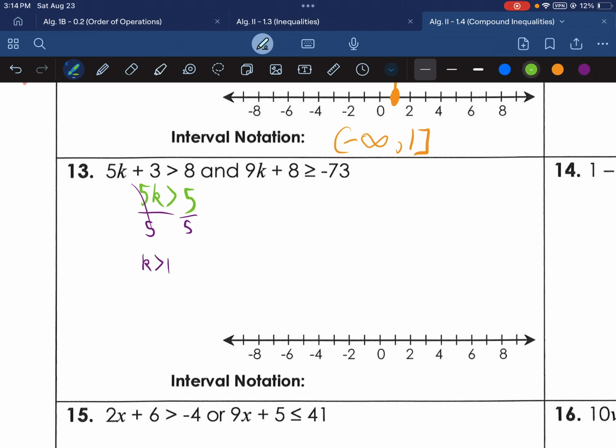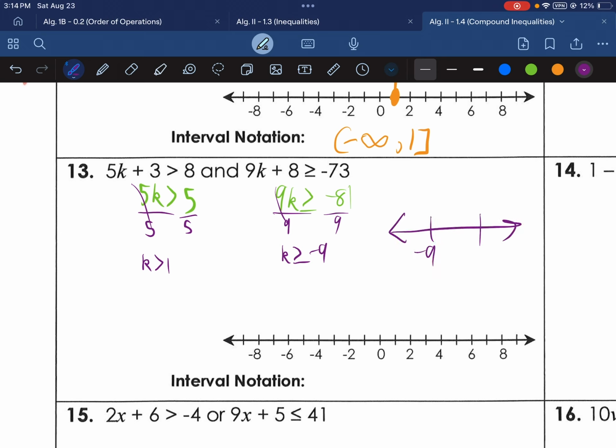My other inequality: subtract 8 from both sides and get 9k is greater than or equal to negative 81. Divide both sides by 9 and get k is greater than or equal to negative 9. So we do in fact have them both going the same direction. So a good thing those alarm bells were going off there. Let's do our rough draft.